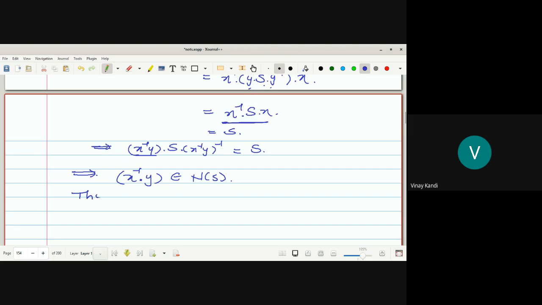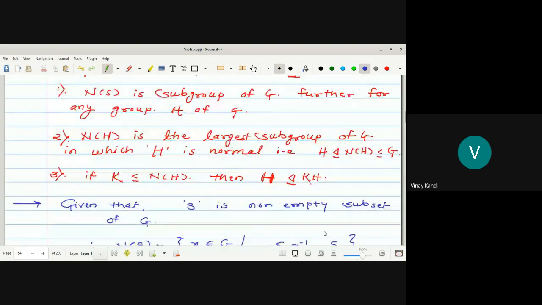Thus we get x and y belong to the normalizer of S. So this implies x inverse y belongs to the normalizer of S. This implies the normalizer of S is a subgroup. Any doubt? Of capital G. This is your first statement.